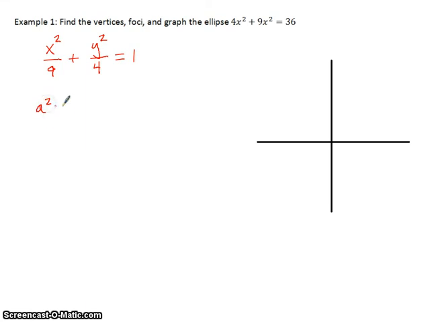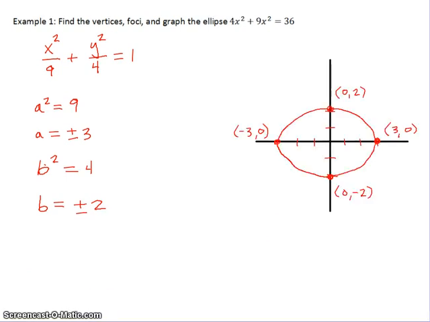A squared is equal to 9, which means that A is going to be at plus and minus 3. That will tell us the endpoints, the vertices. And we know that B squared is equal to 4, and that means that B is equal to plus and minus 2. That tells us the endpoints of the minor axis. Let's go ahead and plot these points and look at the graph.